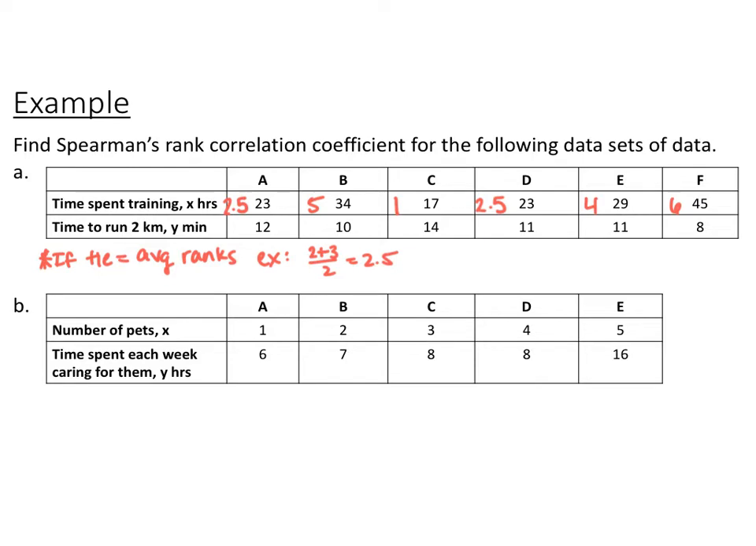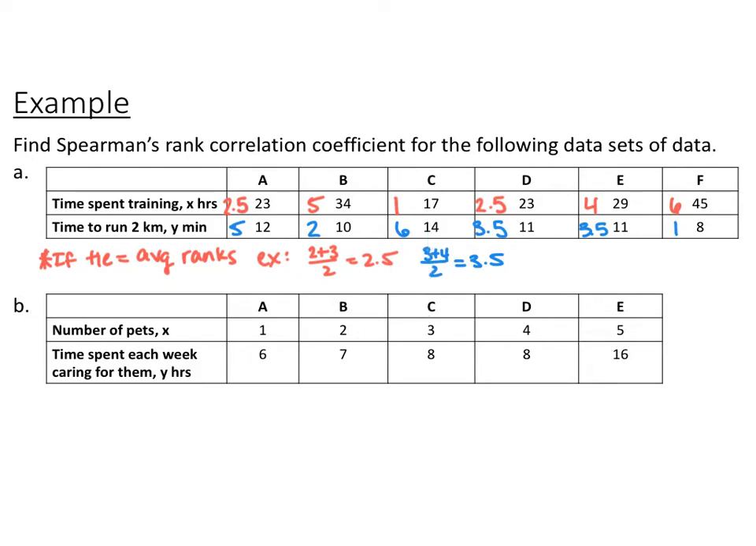Again, rank it from smallest to biggest because that's what we did for the x coordinates. So in this case, our smallest amount of time to run a 2K was F, so that's number 1, B is number 2, D and E are tied for 3rd and 4th place, so they're 3.5. A is 5, and C is 6.